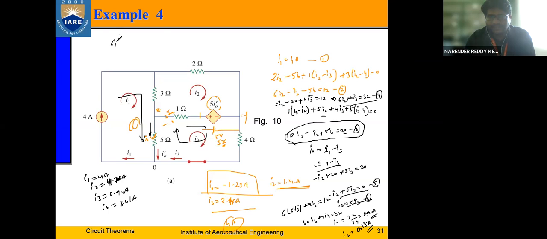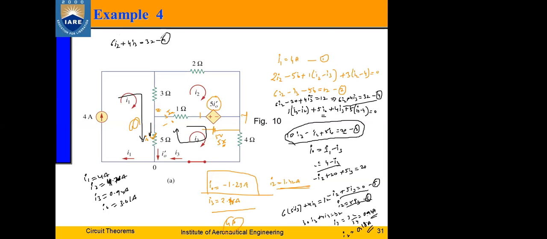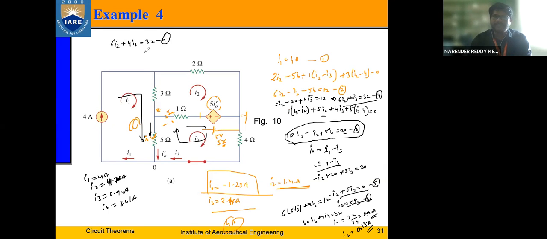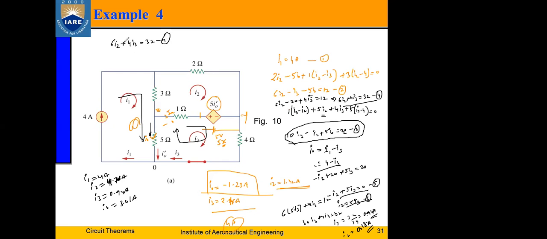So tell me, those who got 2.7 as the answer, just tell me whether these equations are right or wrong. Is this okay? 6 I1 plus 6 I2 plus 4 I3 is equal to 32. Is that okay? Yes, sir. Is it minus here? No, sir. Correct only.